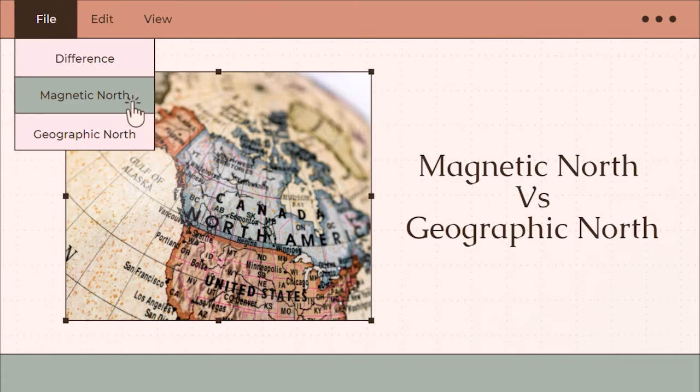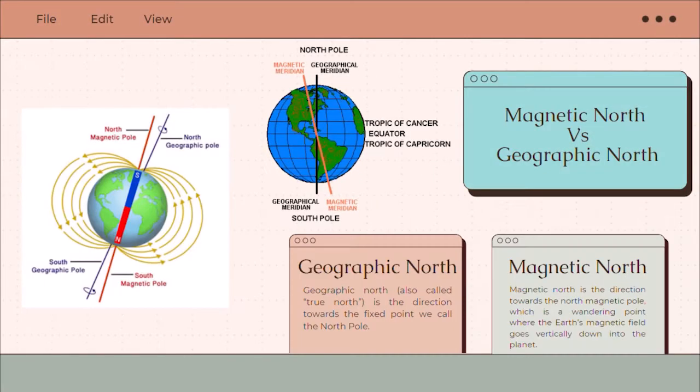Magnetic north versus geographic north. As we all know, the Earth rotates or spins on its axis, and the two ends of the axis are the geographic poles, north and south. This is also known as true north and true south, or geographic north and geographic south. But we also have a magnetic north and a magnetic south.